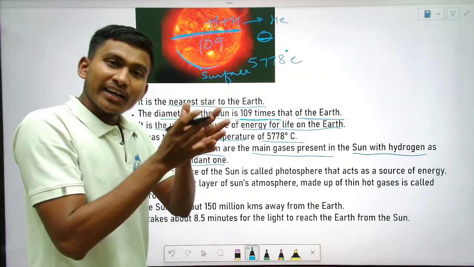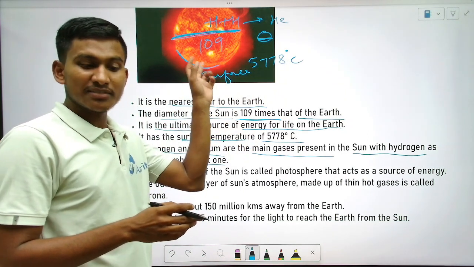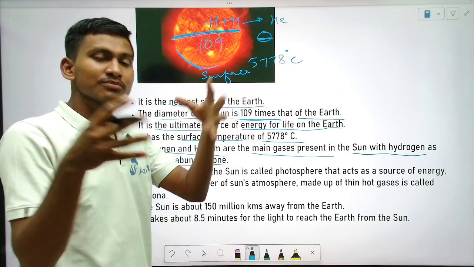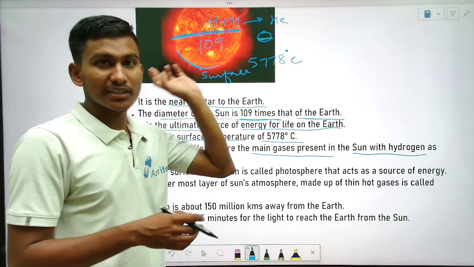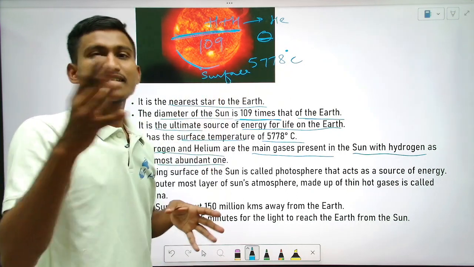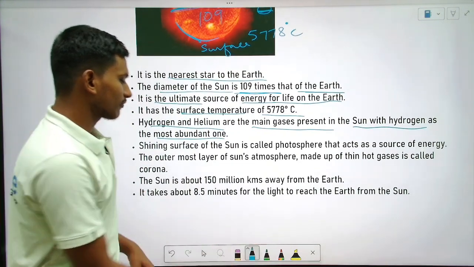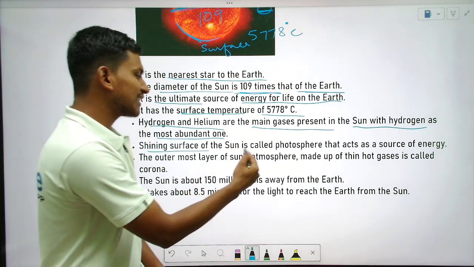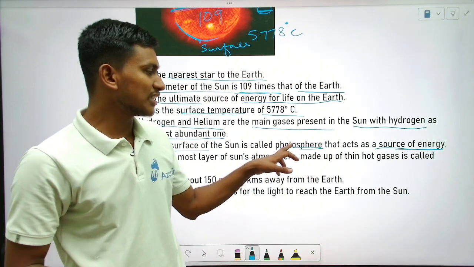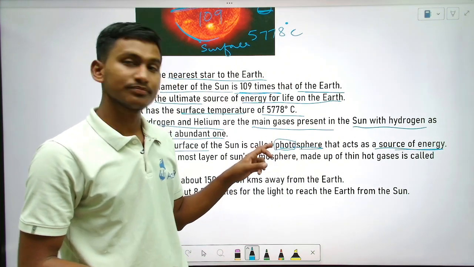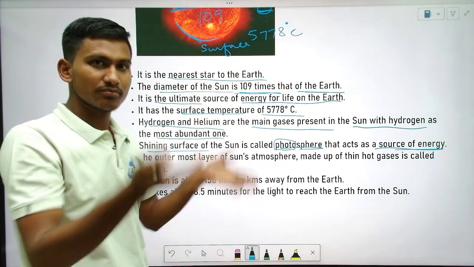And at that time what happens? Energy is released. What we see burning is that hydrogen atoms combine. Hydrogen is there so much. When these hydrogen atoms combine, it becomes helium, and it releases energy. Okay, so next point. The shining surface of the sun is called the photosphere, which acts as the source of energy. Photo means light, photosphere. So that is the shining surface.